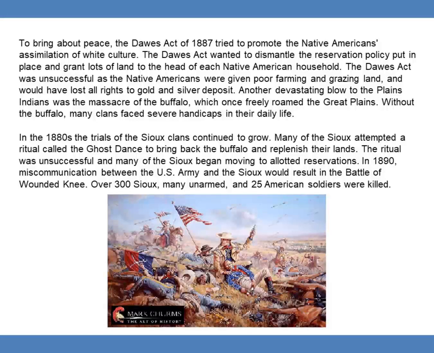Another devastating blow to the Plains Indians was the Massacre of the Buffalo, which once freely roamed the Great Plains. Without the buffalo, many clans faced severe handicaps in their daily life. In the 1880s, the trials of the Sioux clans continued to grow. Many of the Sioux attempted a ritual called the Ghost Dance to bring back the buffalo and replenish their lands. The ritual was unsuccessful, and many of the Sioux began moving to allotted reservations. In 1890, miscommunication between the U.S. Army and the Sioux would result in the Battle of Wounded Knee. Over 300 Sioux, many unarmed, and 25 American soldiers were killed.